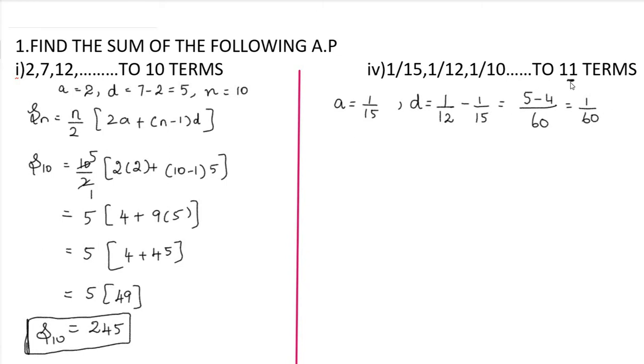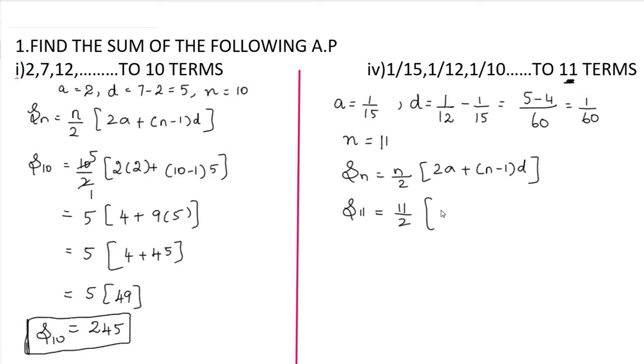And how many terms are given? Till 11 terms. So I'm going to take n is equal to 11. Now I'm going to use the formula: Sn is equal to n by 2, 2a plus n minus 1 into d. Okay, shall we substitute? Yeah, tell me now. S11 is equal to 11 by 2 into 2 into, what is a? 1 by 15 plus, what is n? n is 11. So 11 minus 1 into d, which is 1 by 60.